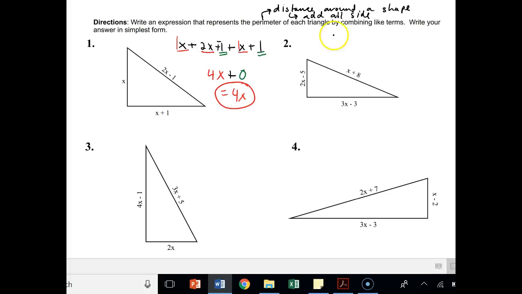Let's do number 2. We have 2x, plus a negative 5, plus x plus 8, plus 3x minus 3, or 3x plus a negative 3, right? Now let's go find our like terms. So it's 2x, it's x, or 1x, right? And 3x. So 2 plus 1 plus 3, that's 6x. And then we have negative 5 plus 8 plus negative 3. So negative 5 plus 8, that's a positive 3, and then 3 plus a negative 3 happens to be 0 again. So this is just equal to 6x.